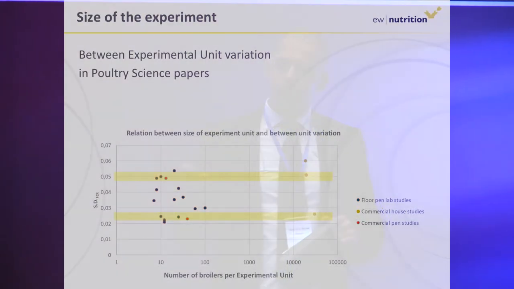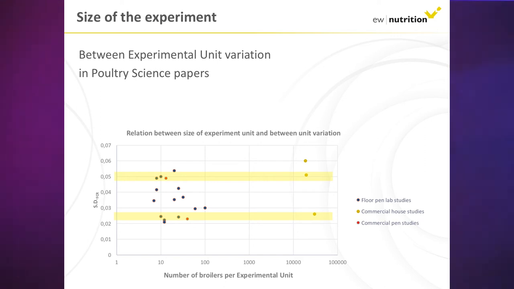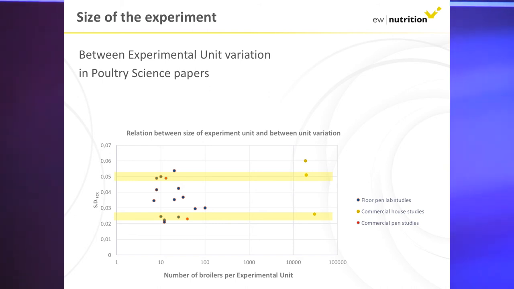So the variation between experimental units is really very important in determining the size of an experiment. Here I took a sample of various studies, most of them published in Poultry Science. The big chunk of them on the left are floor pen studies. The red dots are data from commercial pens, and the dots on the far right on the logarithmic scale are commercial house field studies.